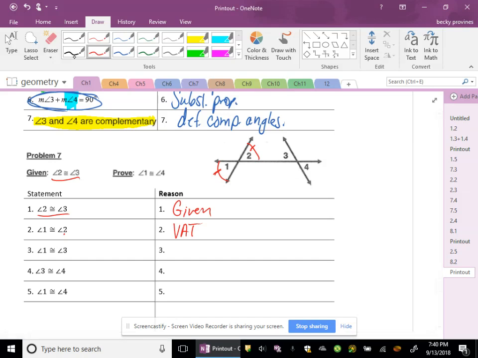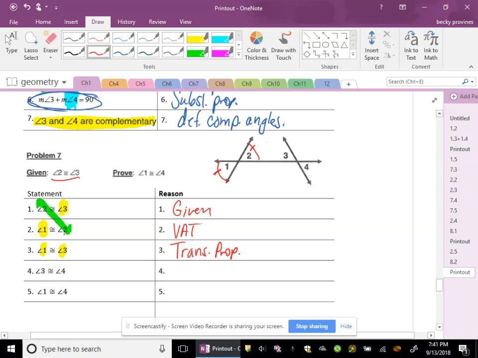Step number 3, let's look at it and see. Angle 1 and 3. Now, the picture's not going to help me. We need to look at previous steps. Okay, you have angle 1 and 3. Well, I see angle 1 and 3 in previous steps, and they both have an angle 2 in common. So this is a case of transitive.